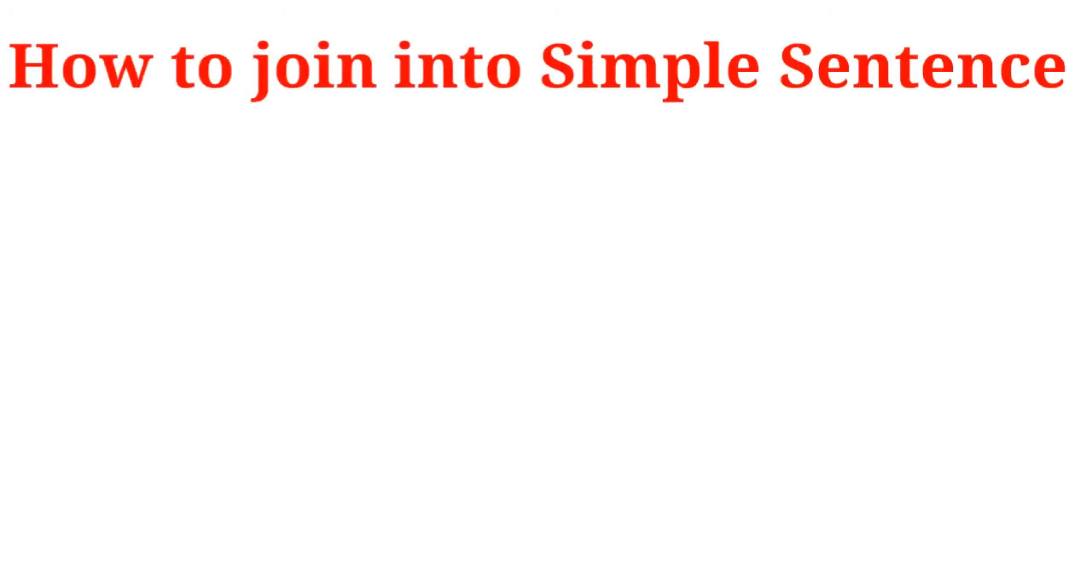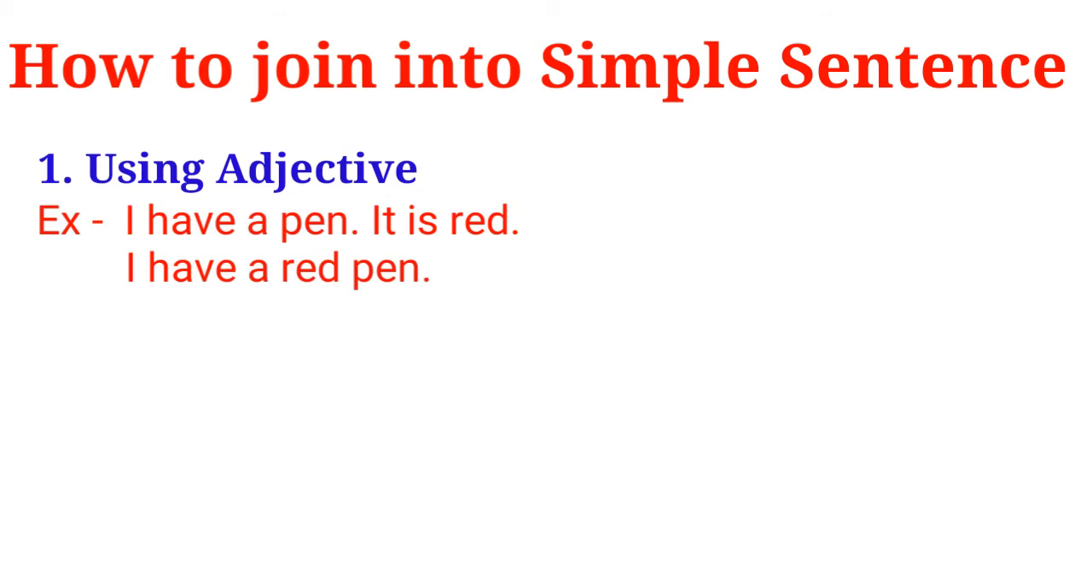Now the question is how to join into a simple sentence. Suppose we are given a pair of sentences, how can we join it into a simple sentence? This is the question. The first tool that can be used for that is the adjective. Using adjective, we can form simple sentence. Here we can observe two sentences. I have a pen, it is red. So the joining becomes I have a red pen. And here red becomes adjective to the noun, that is pen.